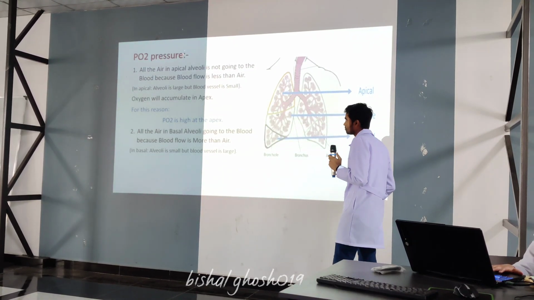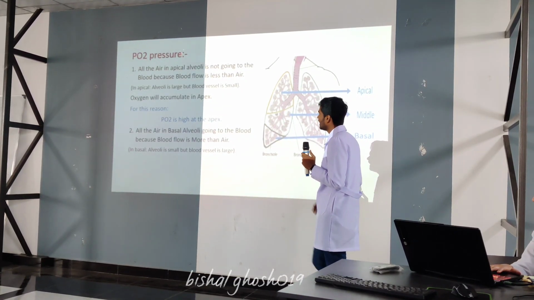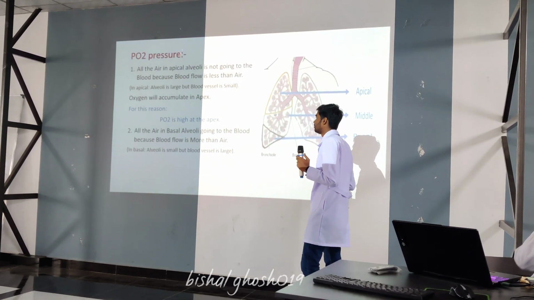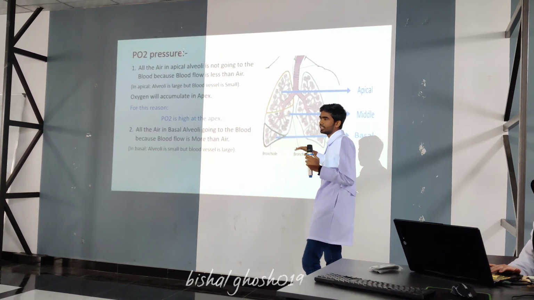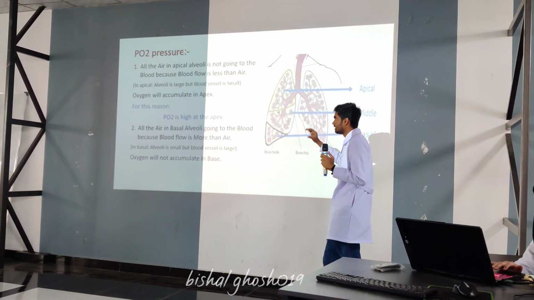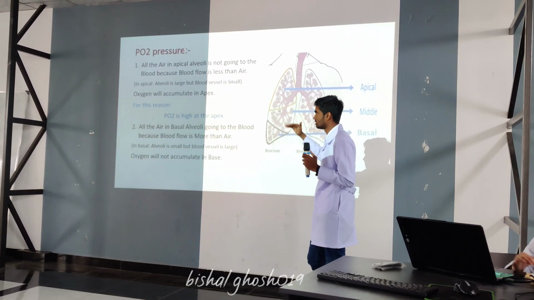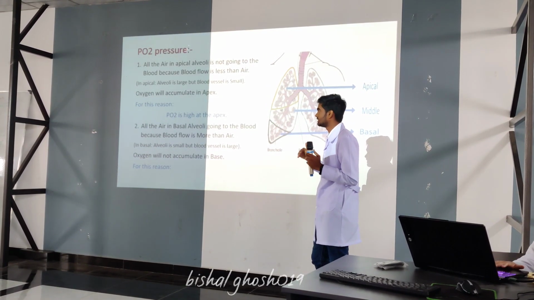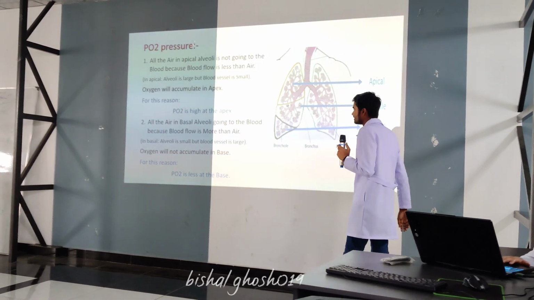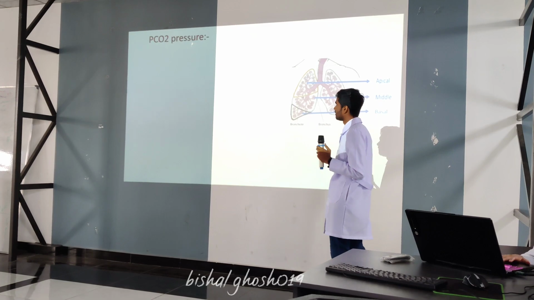And now we are talking about the base. All the air in the basal alveoli goes to the blood because blood flow is more than air. In the base, alveoli are small and blood vessels are large. Oxygen will not accumulate in the base. For this reason, pressure of oxygen is less at the base.